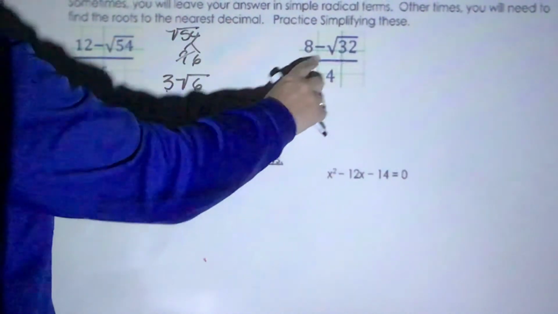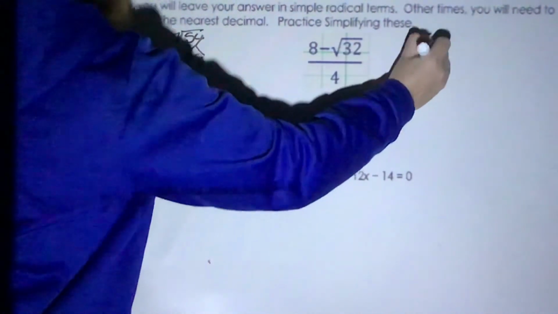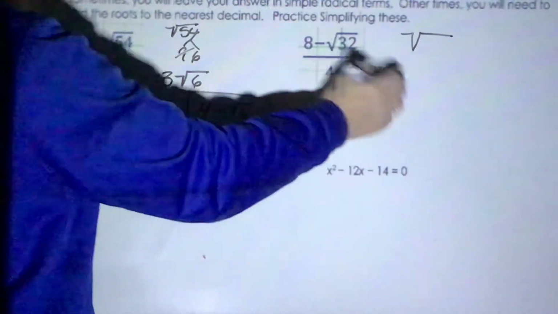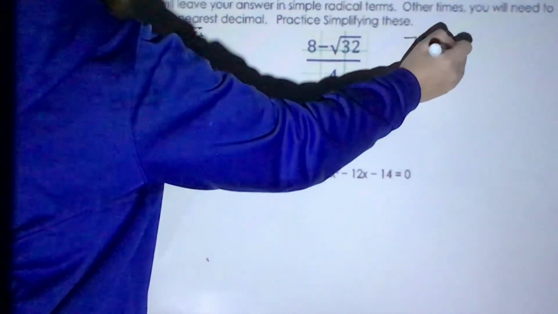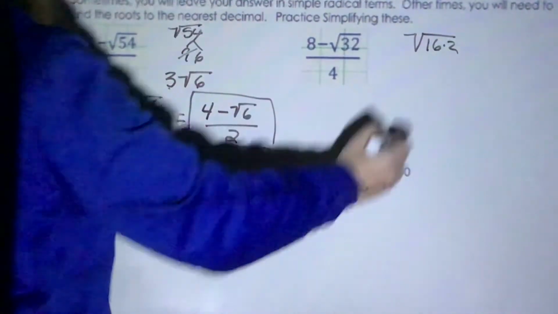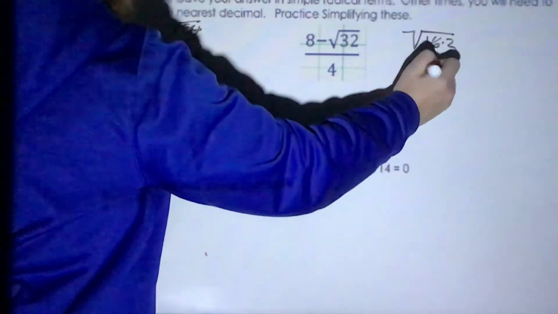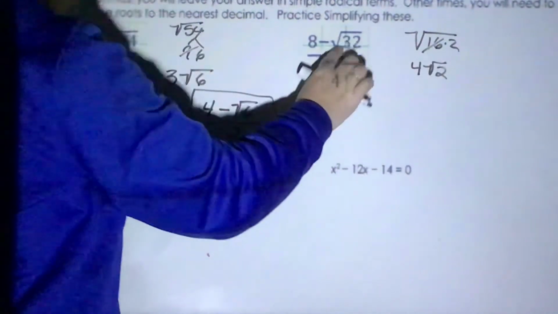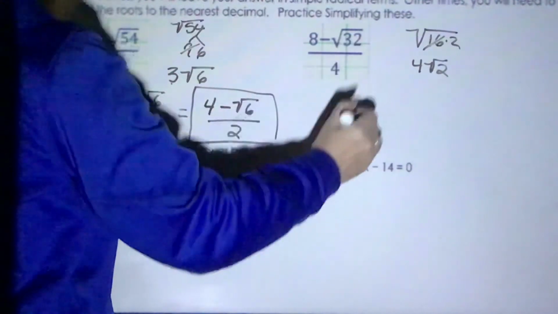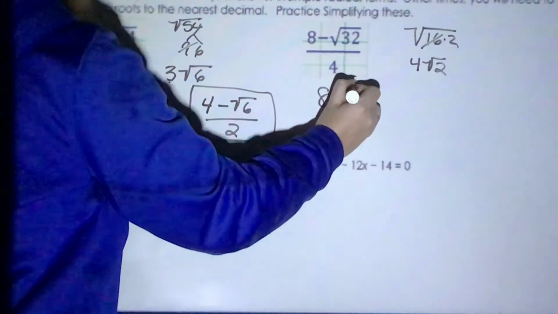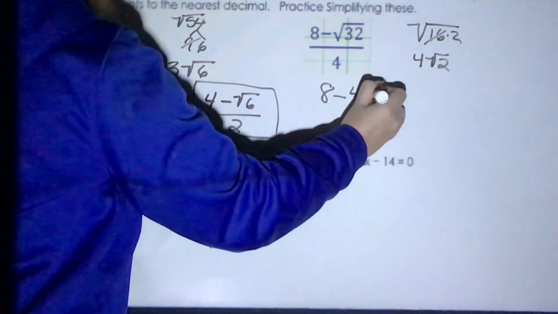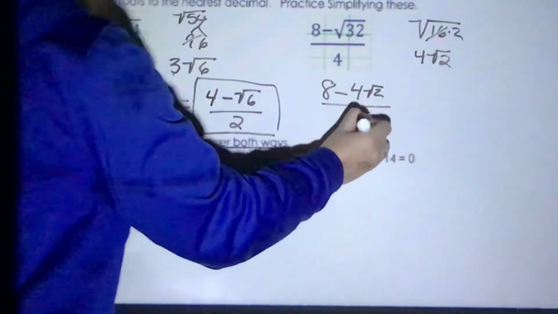For the next one, I start by simplifying my radical, and I know that 32 is the same thing as 16 times 2. The square root of 16 is 4. So this would be 4 root 2. So I would have 8 minus 4 root 2 over 4.